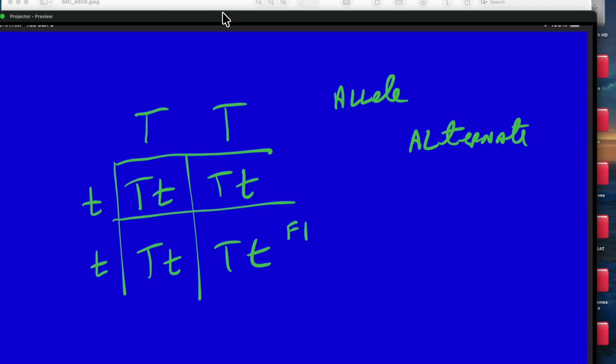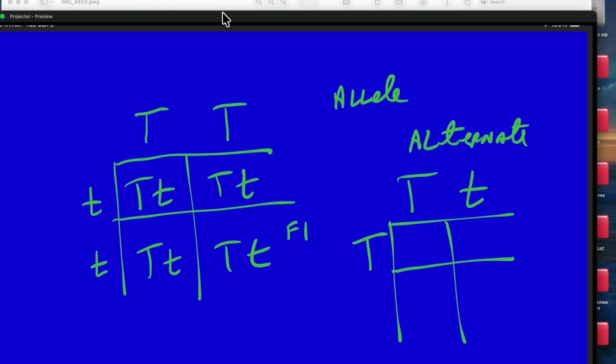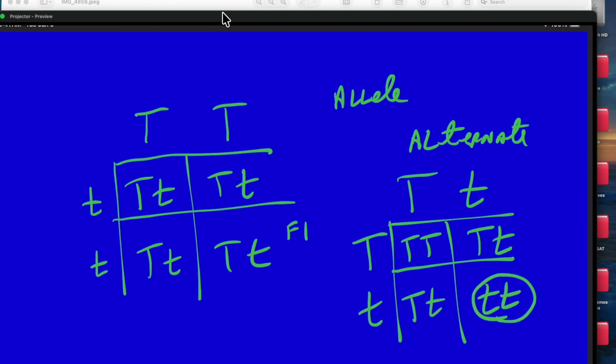But it wasn't until he did a second cross, where he took two plants from the F1 generation, namely two heterozygous plants, and crossed them, that, lo and behold, the short plant showed up again. So what he concluded was that the gene for the short plant had to have been present in the F1 generation, but it wasn't expressed.